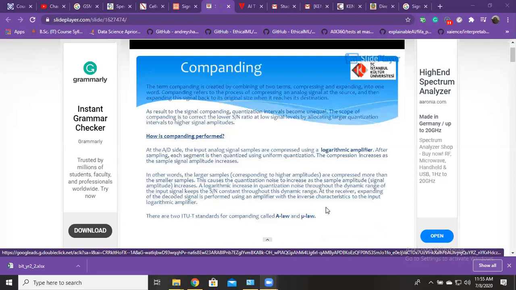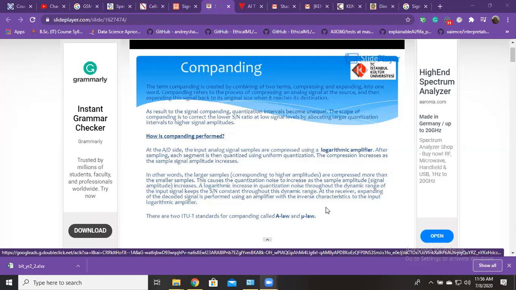Companding. The term companding is created by combining two terms, compressing and expanding, into one word. Companding refers to the process of compressing an analog signal at the source, and then expanding the signal back to its original size when it reaches its destination. As a result of the signal companding, quantization intervals become unequal. The scope of companding is to correct the lower SNR at low signal levels by allocating larger quantization intervals to higher signal amplitudes. How is companding performed?